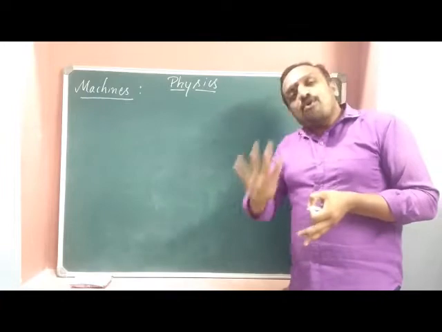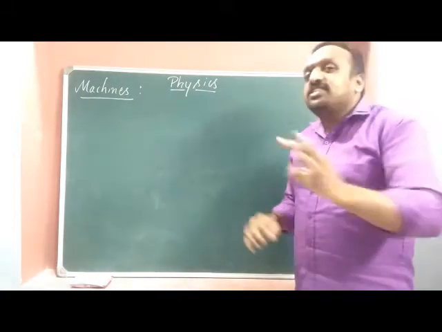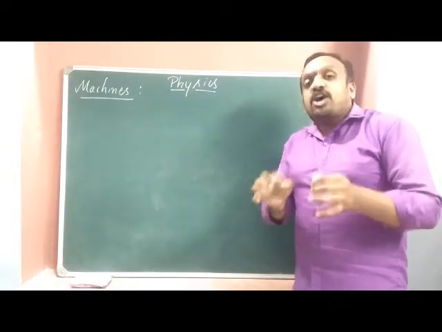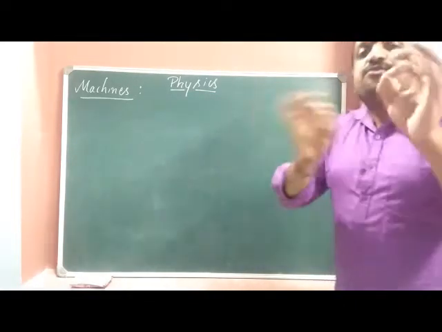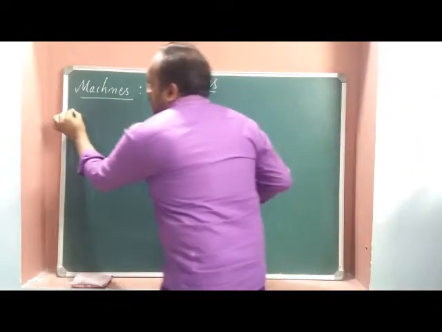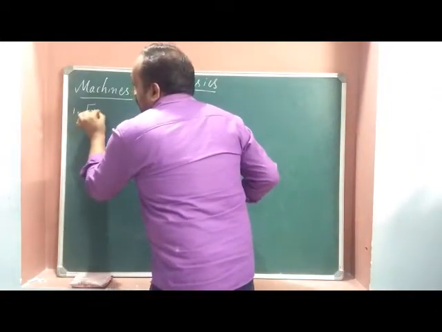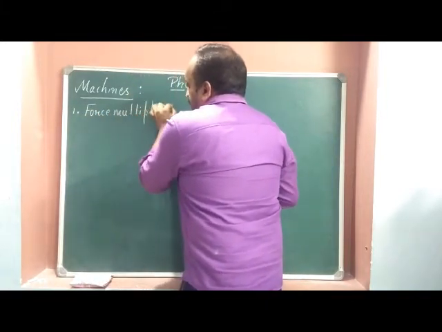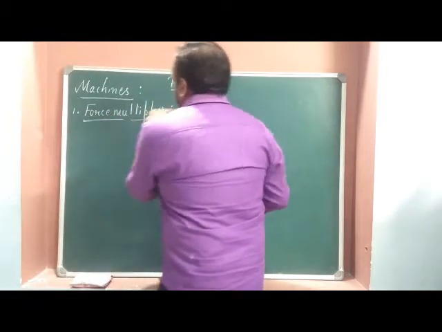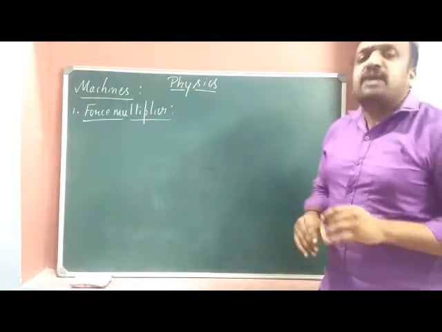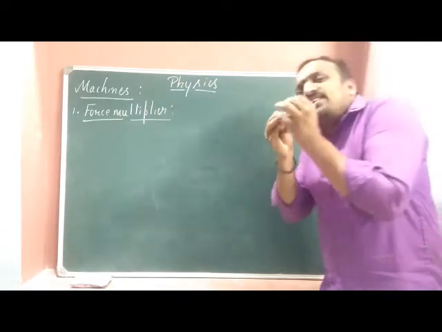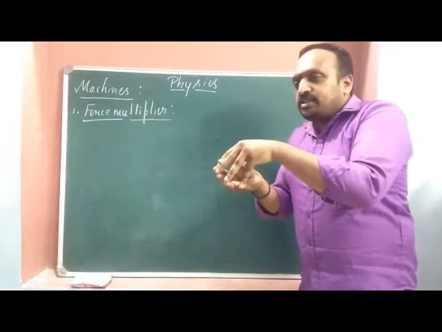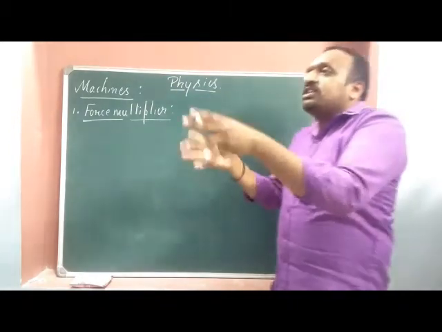There are four basic functions of a machine. Let us study which are those four basic functions. The first one, force multiplier. So what is that force multiplier? It is very simple. By applying a small effort, a maximum work should be done.